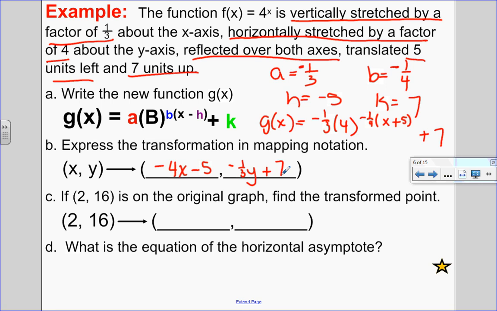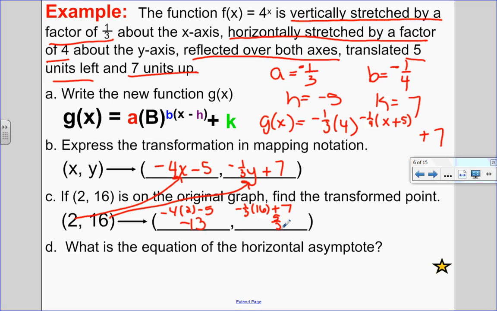So if I want to know what happens to this point (2, 16), I'm going to substitute the 2 in for the x, and I'll substitute the 16 in for the y. So substituting in the 2, I'm going to have negative 4 times 2 minus 5. So that works out to be negative 13. Negative 1/3, substitute in your y value, plus 7. Add those together and I get 5/3. So the transformed point (2, 16) becomes the point (-13, 5/3).